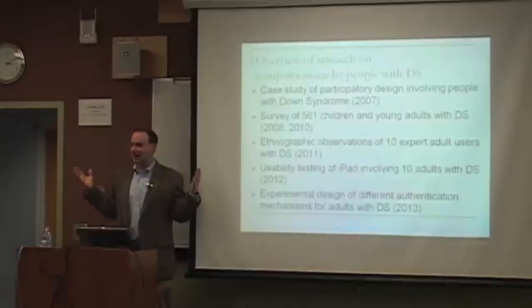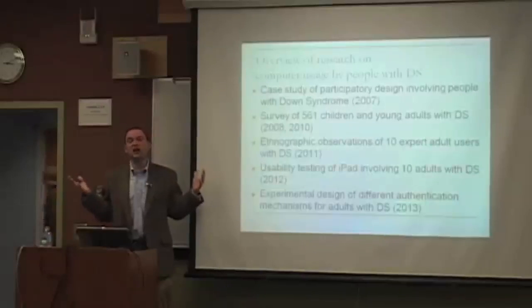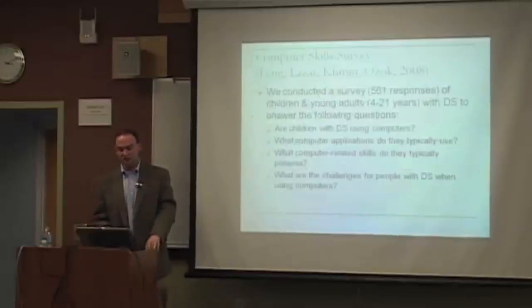Right, because there's nothing out there. So we started with the broadest thing we could do. Let's do a few studies, try different methods, and see what we learn from them. And then we finally got to one where we have enough knowledge that we can actually do an experimental design to figure out a question related to interface design. So I'm going to talk about those 4: the survey, the observations, usability testing, and the experimental design.